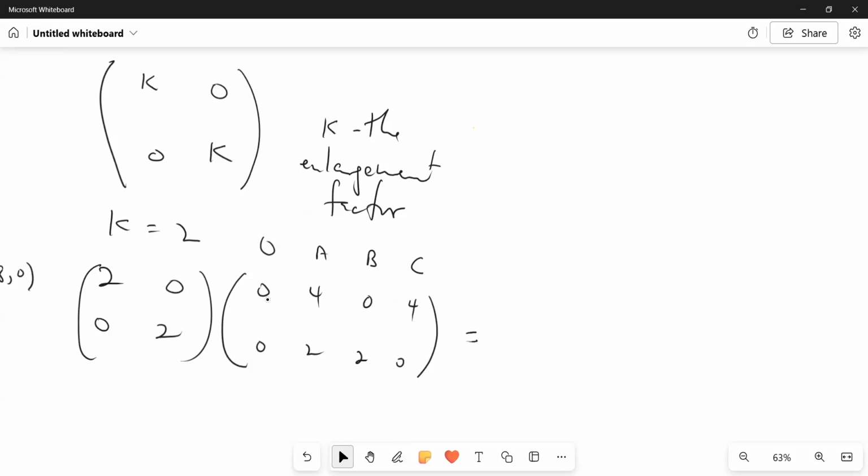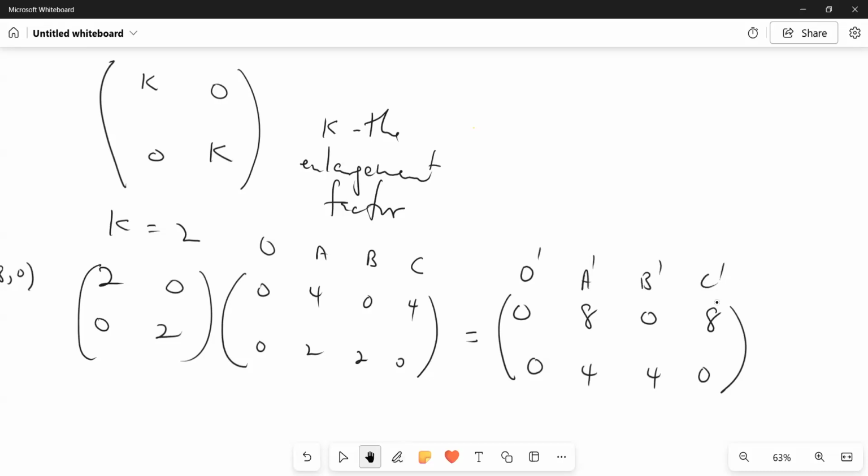So 2 by 0 plus 0 by 0 is 0, right? That doesn't change. 2 by 4 is 8, 0 by 2. So this becomes 8. This becomes another 0. That becomes 8. The bottom here, these numbers are multiplying now. Right? And see. So O prime, A prime, B prime, C prime. Right? And indeed that is so.